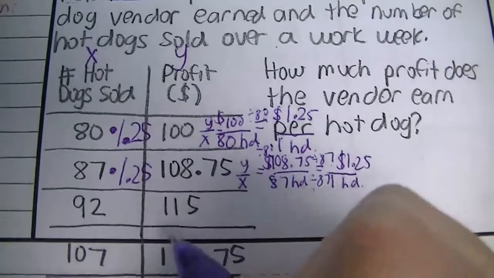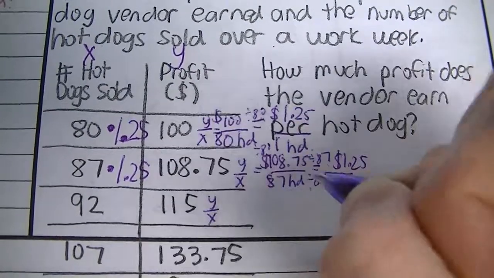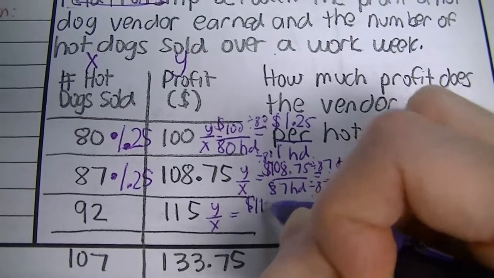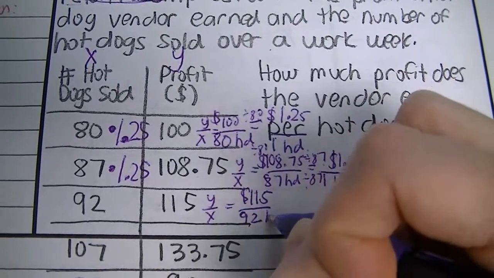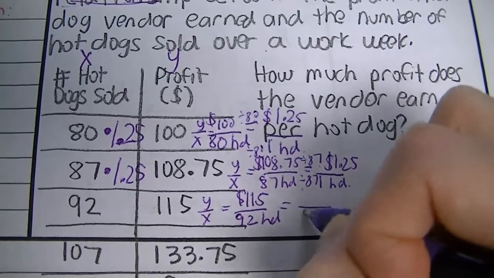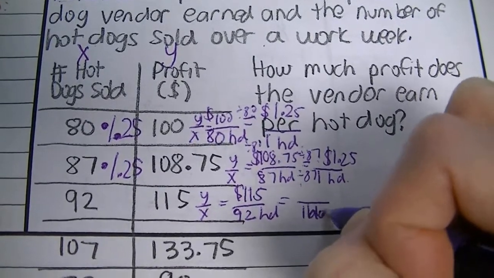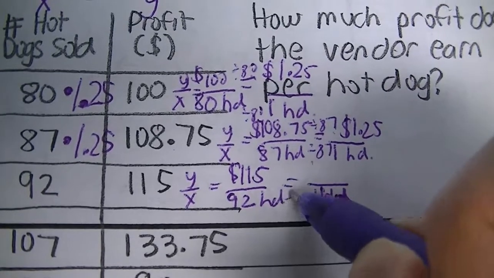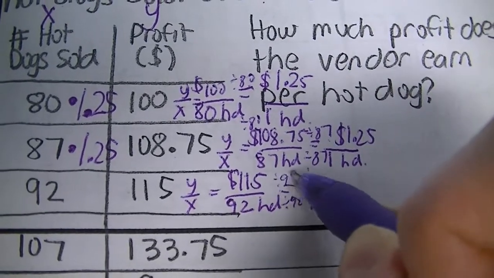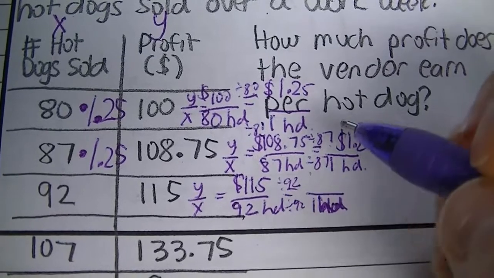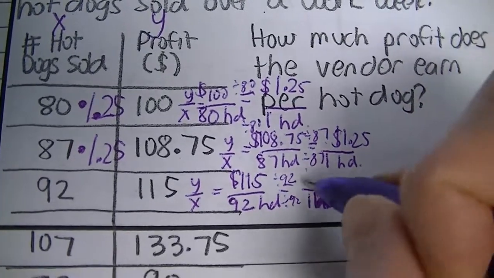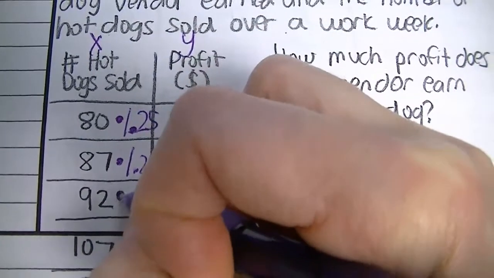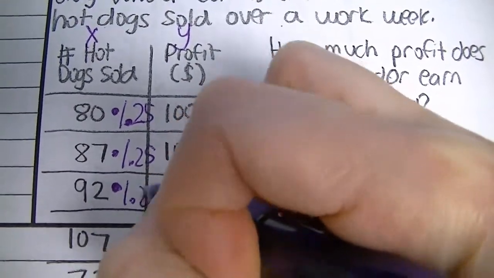Okay, now this one, again, y divided by x. And so it's going to be $115 for 92 hot dogs. You want 1 in the denominator. That says hot dog. So we got to divide by 92, divide by 92. 115 divided by 92 is $1.25. Label it. So again, we multiplied the x value by $1.25, which was the unit rate, to get the y value.